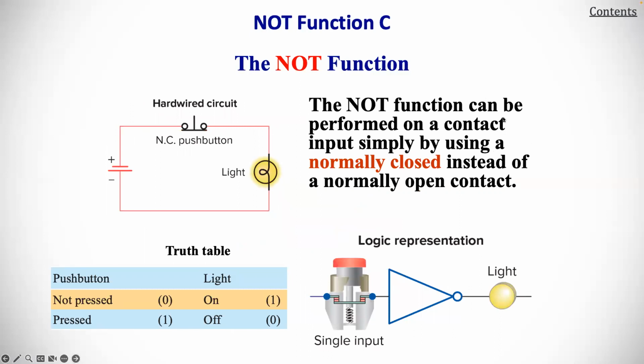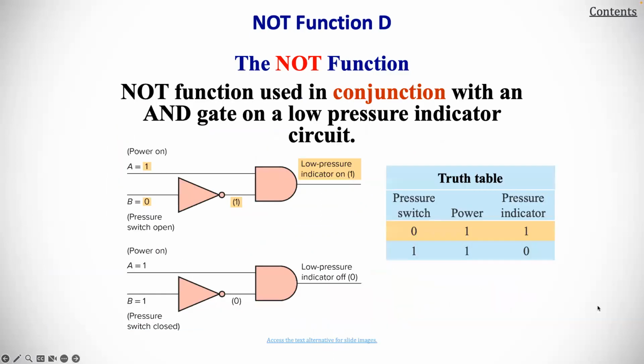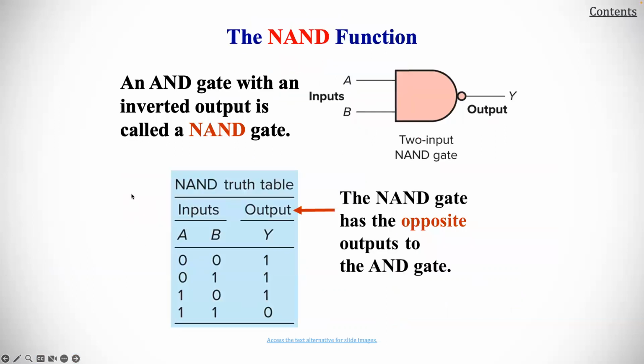The NOT function can be performed on a contact input simply by using a normally closed instead of a normally open contact. That would be one way of using that kind of logic. The NOT function is used in conjunction with an AND gate on a low pressure circuit indication. Here, instead of just having 1s on the inputs, you could have a 1 and a 0 that would produce a 1 on the output. Thus we can start to get a little more sophisticated in terms of the kind of programming.